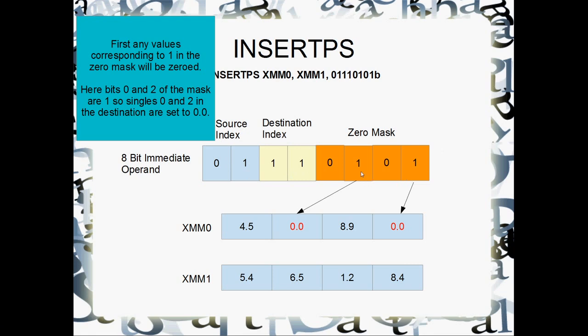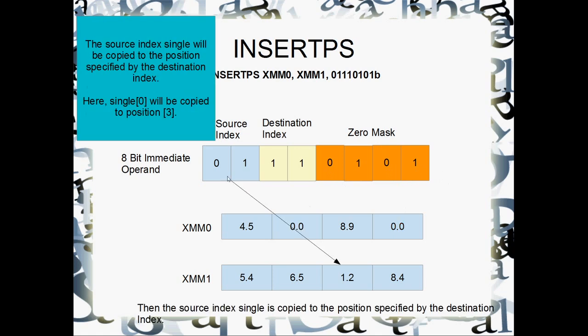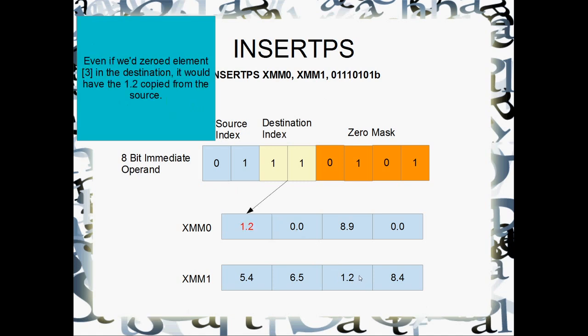The very first thing that happens is that the 0 mask is applied. XMM0 is our destination, and each element in XMM0 that corresponds to one of these 1s in the 0 mask is going to be changed to 0. So it's just an additional little flexibility that this instruction has. The next thing that happens is that the source index element, which is 1, and at the moment in XMM1 that has a 1.2, is going to be copied to the element specified by the destination index, which is 3. So in the end, we're just going to copy element number 1 into XMM0 right there, and we're going to zero a few more. So that's insert packed singles.